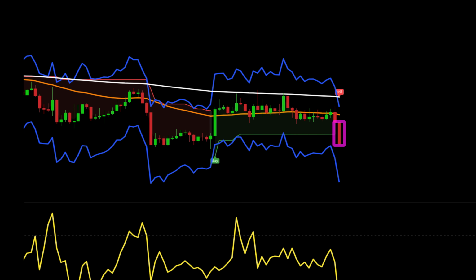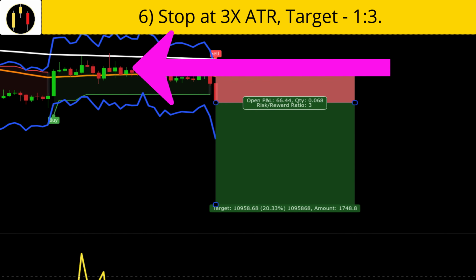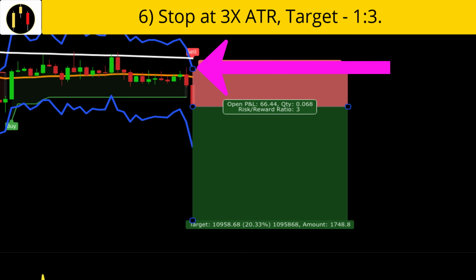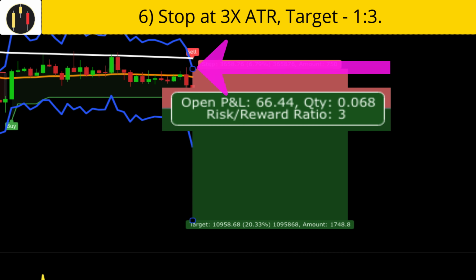All of that happens on this candle here. That is our trigger candle. The stop is placed at 3 times the ATR, which is this ATR band in blue, and our target is 1 to 3.